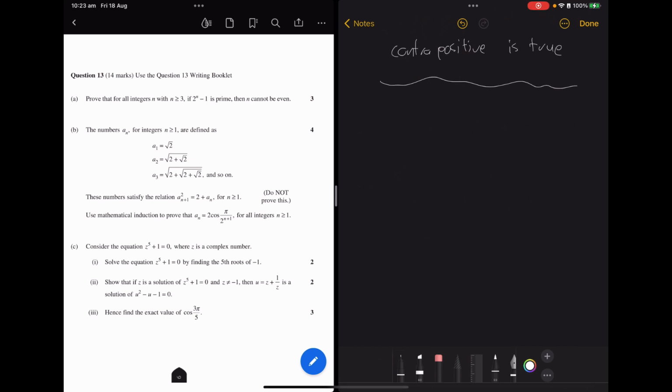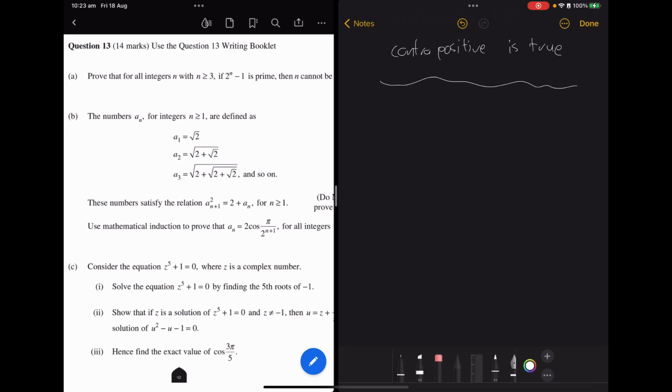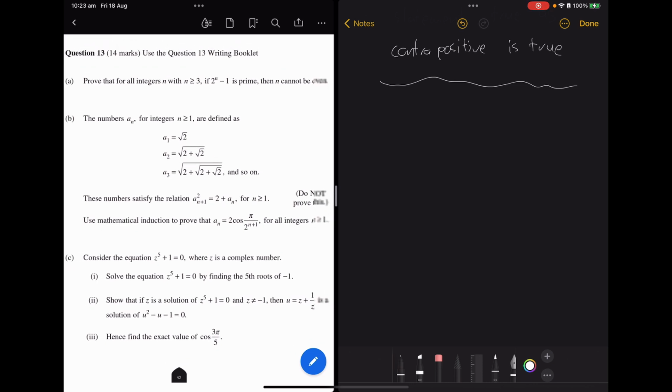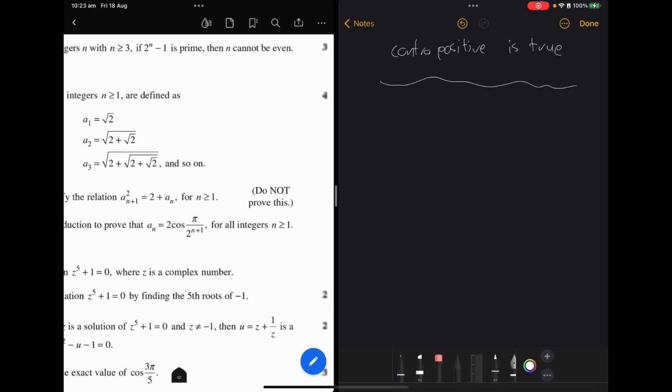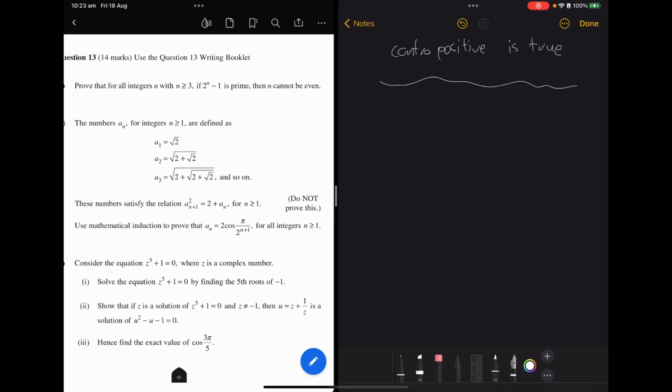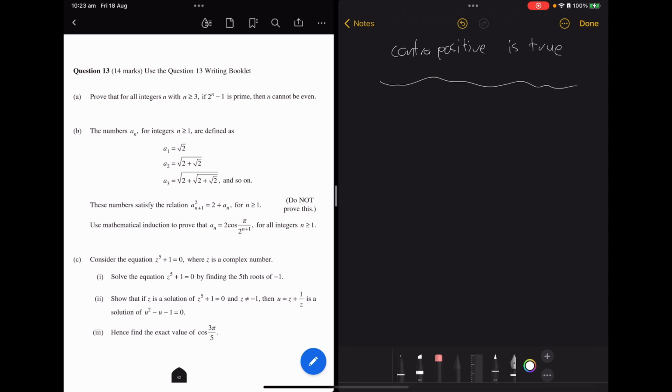Next, for part B, we have the numbers a(n) for integers n greater or equal to 1 are defined as, well, this big mess down below. So these numbers satisfy the relation a(n plus 1) all squared is equal to 2 plus a(n) for n greater or equal to 1. We don't have to prove this, thankfully, but use mathematical induction to prove that a(n) equals 2 cos pi over 2 to the n plus 1 for all integers n greater or equal to 1.